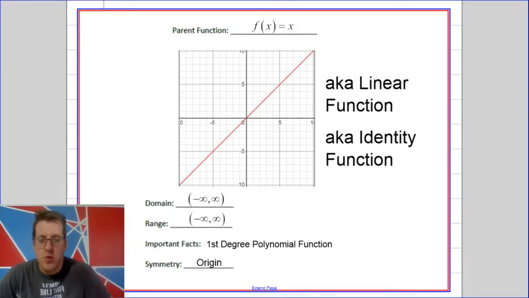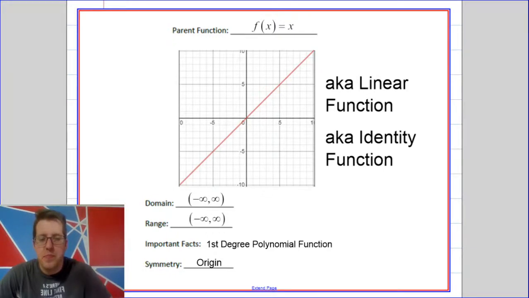So what you should do is pause the video on each screen and copy down all of the information, and then I will talk about it just a little bit. So you're going to want to pause on each new screen, copy down the information, and then I'll talk a little bit.